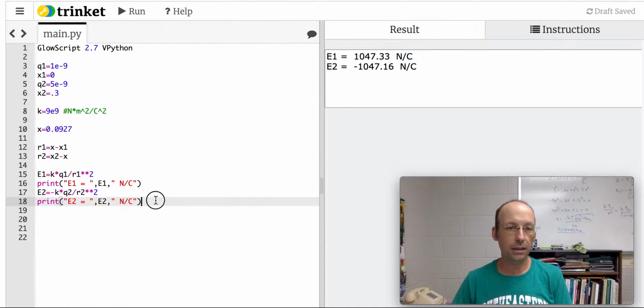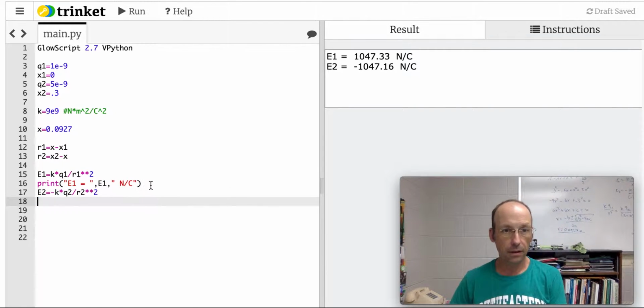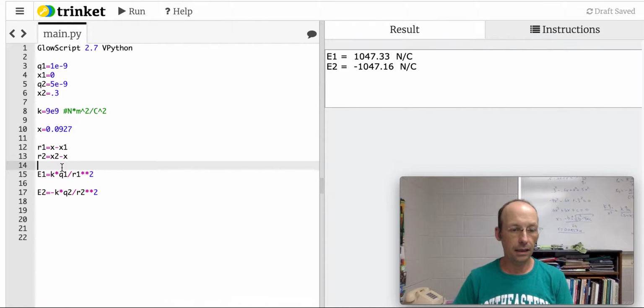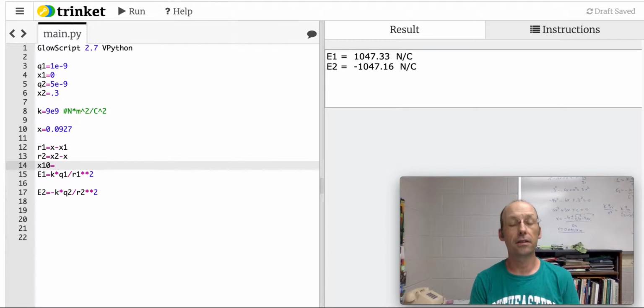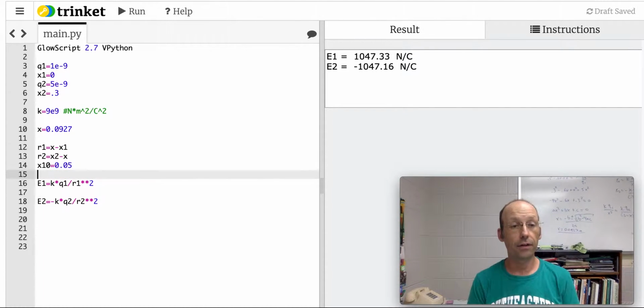Okay. I don't need to print this stuff out. Let's just say x10, where it starts, is 0.05, and x20, where it ends, is 0.295. Let's just see what happens. Now, I'm going to calculate in each stage.